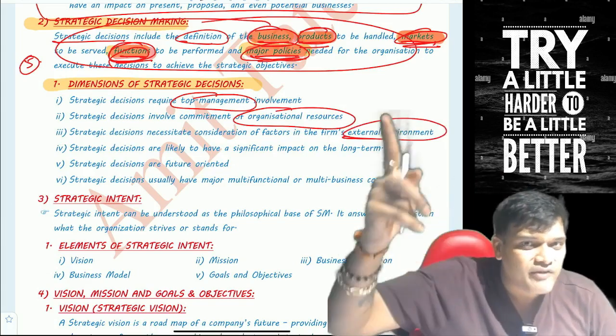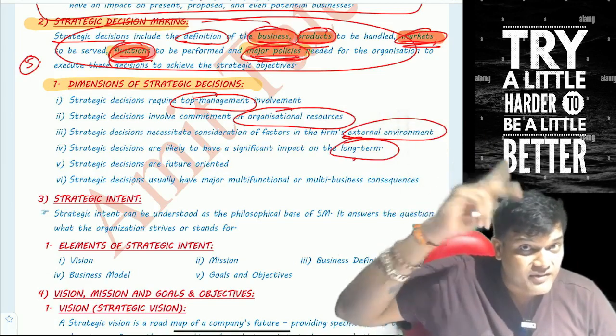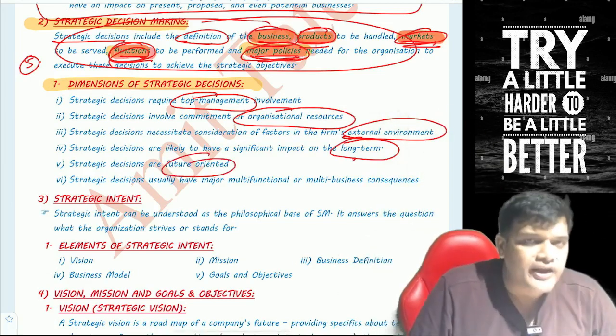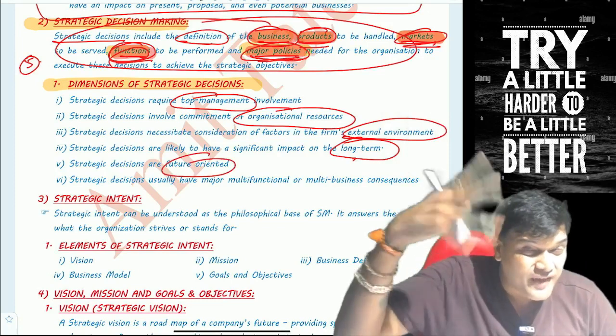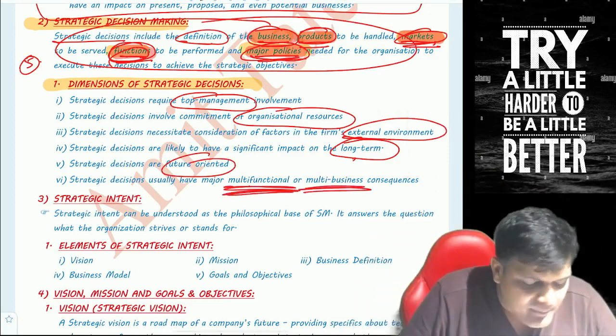So third point, external environment. Fourth, it is focusing on long term or short term. Long term, because corporate level and business level decisions are long term. Future oriented or day to day? Future oriented. Focusing on future, not current. And most important, look at the word: multifunctional and multi business.